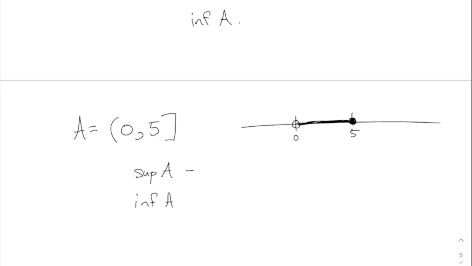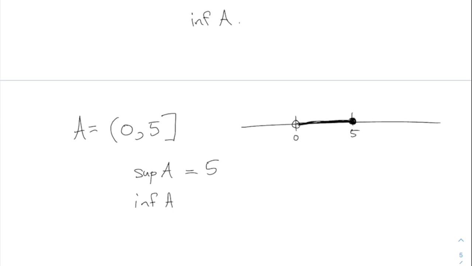Someone shout it out. What's the sup? That's the least upper bound? 5. They're saying 5, yeah. The sup is basically, what's the number, kind of the closest number on the right-hand side of the set? This is an informal way of thinking about it. It's 5 in this case. And what about the inf? That would be similar, but on the left-hand side. What do you say? 0. Yeah.